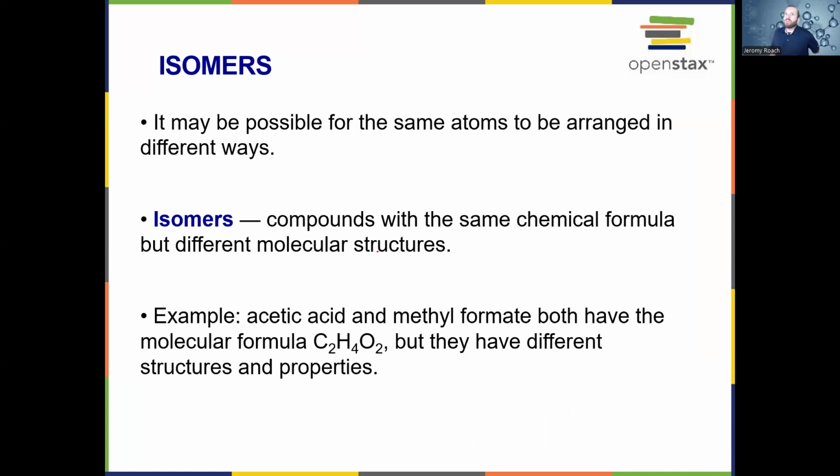Isomers are compounds with the same chemical formula, but they have a different structure. The difference in structure gives them different chemical properties, despite them having the exact same numbers of each of the individual elements. An example is acetic acid and methylformate. They both have C2H4O2, but they have very different properties.